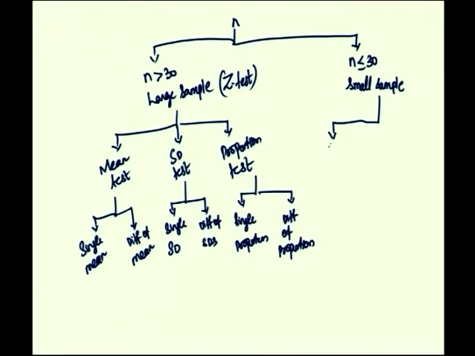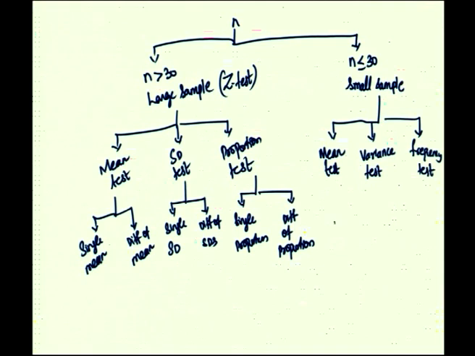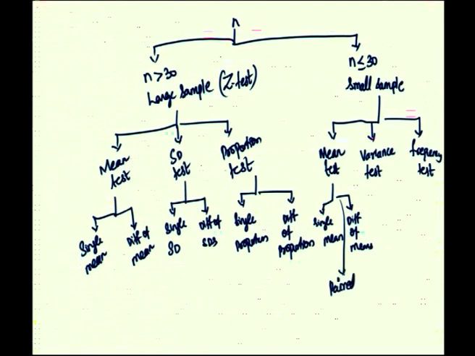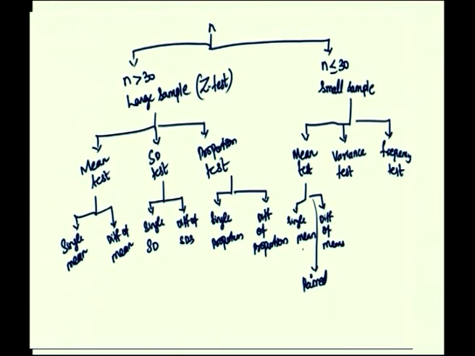In small sample also we have seen mean test, we have seen variance test, and we have seen frequency test. In mean test we have seen single mean and then difference of means, also paired observations. Paired observation, in the sense two samples are taken from two different types of samples, that is, one kind of sample before treatment and another kind of sample after treatment. So, single mean in the sense one sample, one population, difference of means in the sense two samples and two different populations.